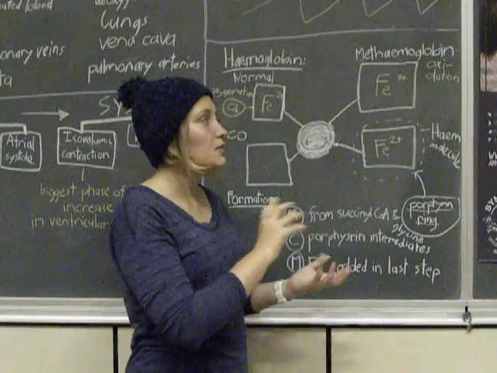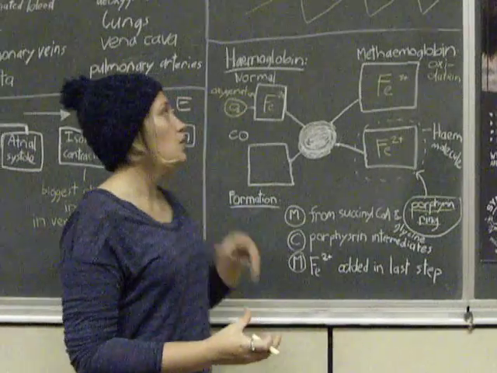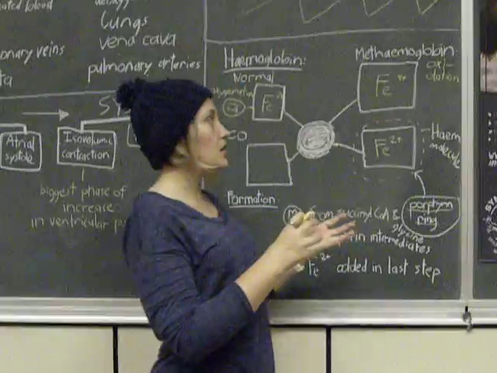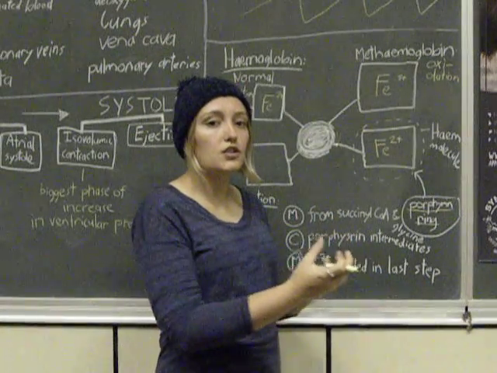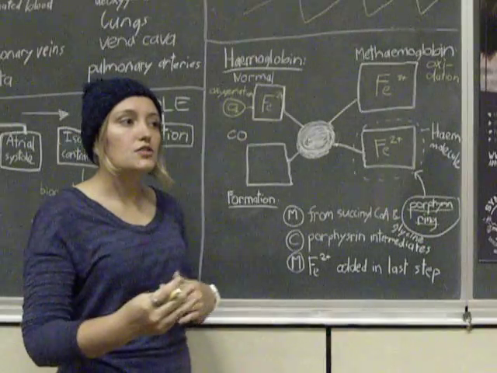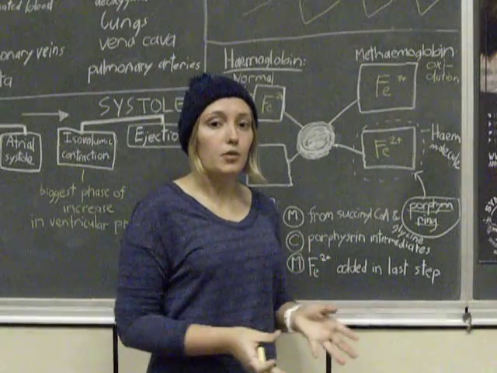So now, methemoglobin binds to oxygen a lot more strongly than your normal heme molecule does. So the methemoglobin is going to bind to the oxygen, and it's not going to be as willing to release it. So it decreases the oxygen transport and unloading and offloading in the body.